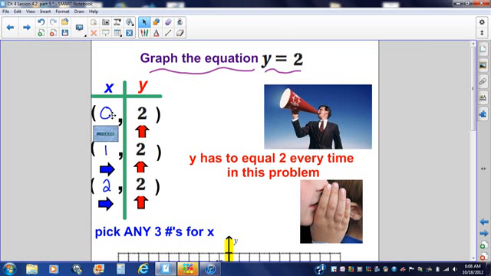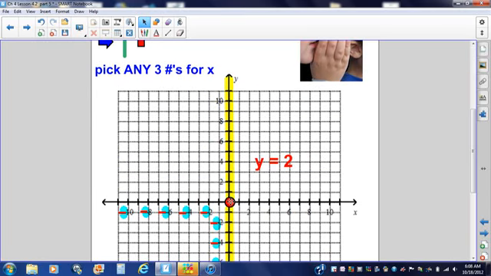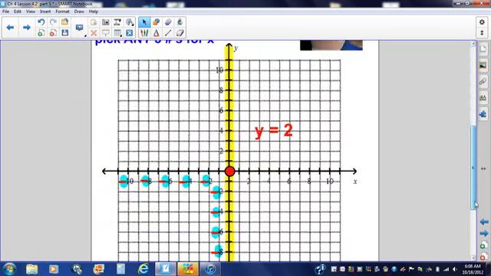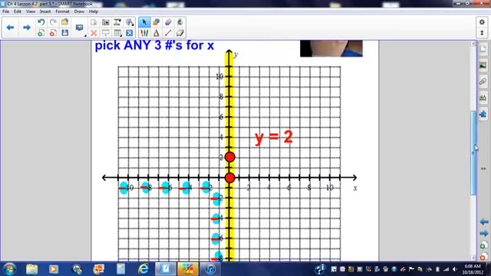Now, I'm going to graph the ordered pairs. I'll start with 0, 2. Remember, anytime I have 0, I freeze, please. So 0, 2. I'm going to freeze right here for 0. 2 means I'm going to go up 2 spaces. So go up 2 spaces, put a dot right there on top of the 2.